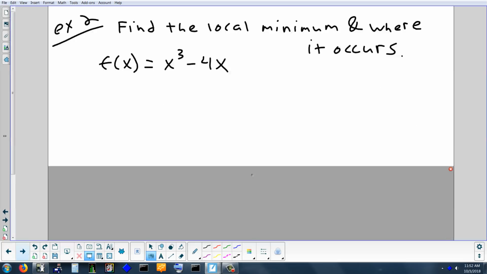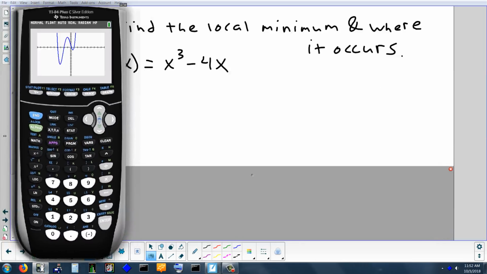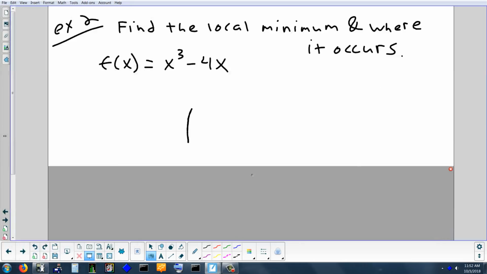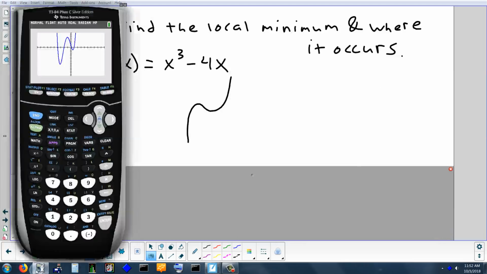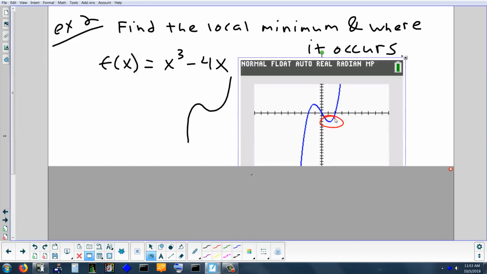So let's find the local minimum of that graph. So it's x cubed minus 4x. So in my head, cubed, I'm thinking, okay, cubed can turn 2 times. 1, 2. So it could look something like that. Roughly. Okay, let's see. So x cubed minus 4x. My window's a little different, but it's good. That'll work. Local minimum. Local minimum is right there.